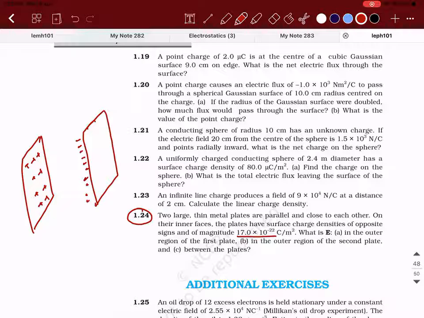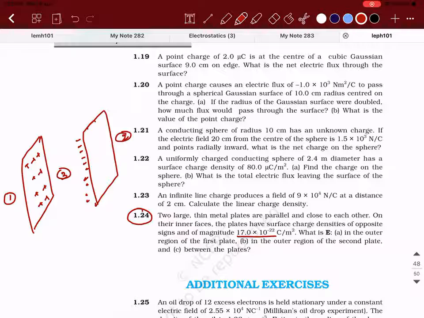What is the electric field in the outer region of the first plate? What is the electric field in the outer region of the first plate? Second, what is the electric field in the outer region of the second plate? And what is the electric field in between the plates?